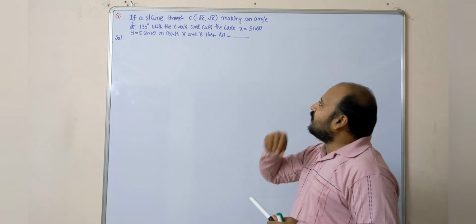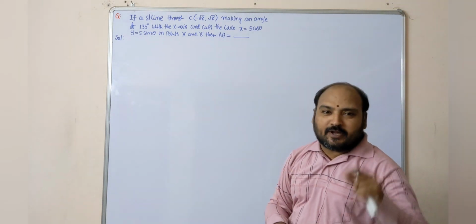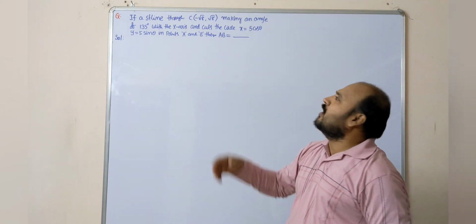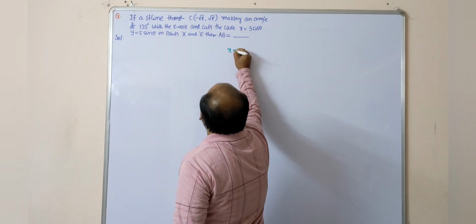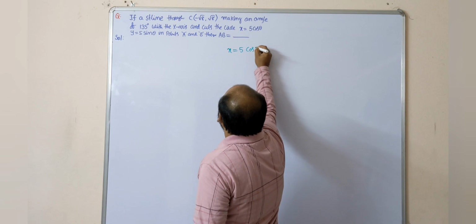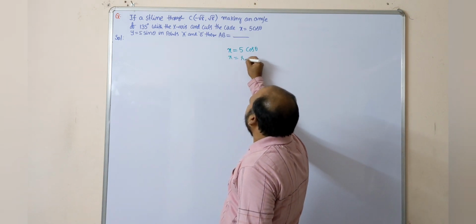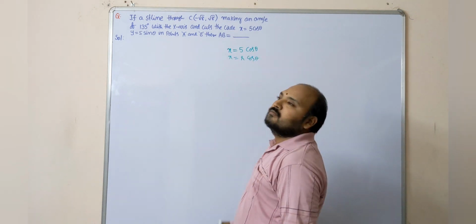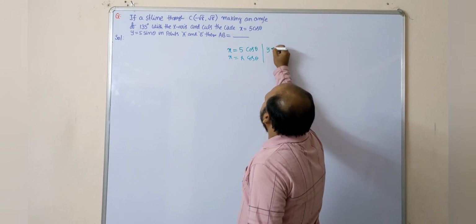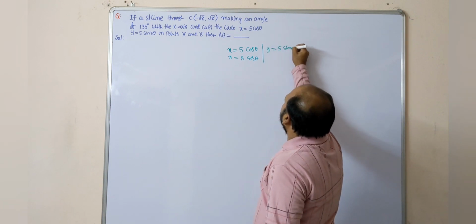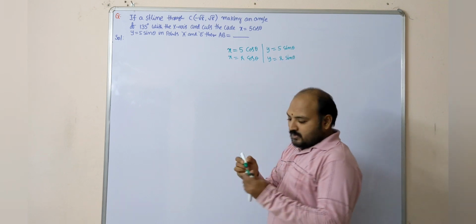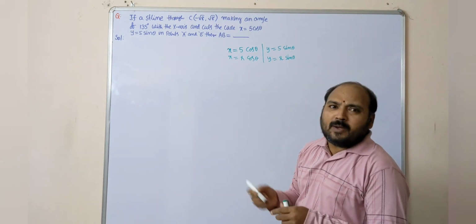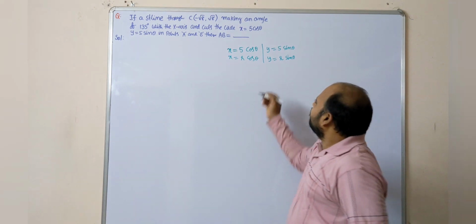Here x is equal to 5 cos θ, y is equal to 5 sin θ. Indirectly the circle equation is given. By observing these equations, x is equal to 5 cos θ is in the form of x is equal to r cos θ. Next, y is equal to 5 sin θ is in the form of y is equal to r sin θ. This is the parametric equation of the circle.